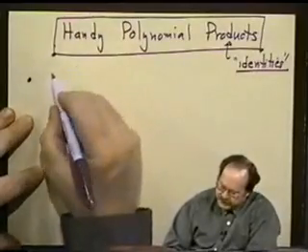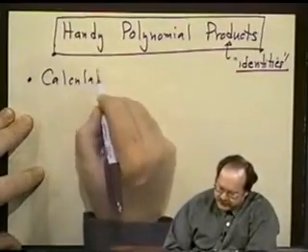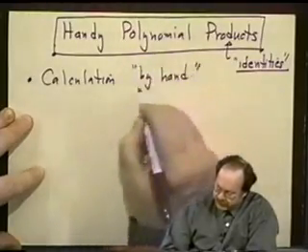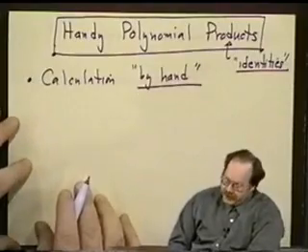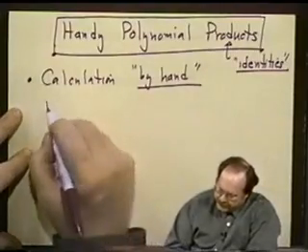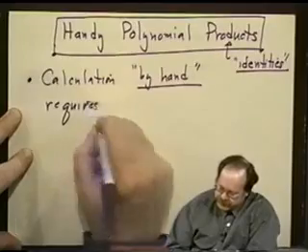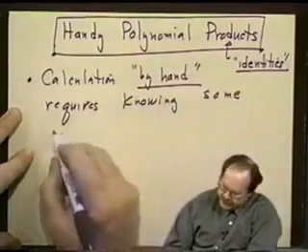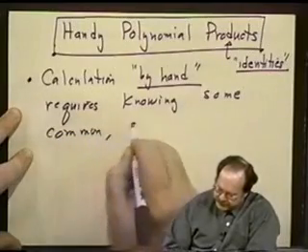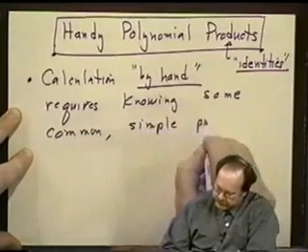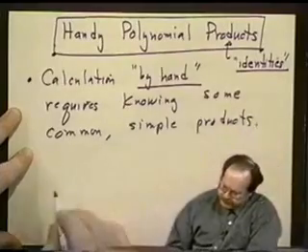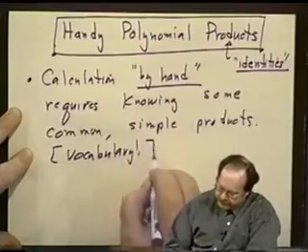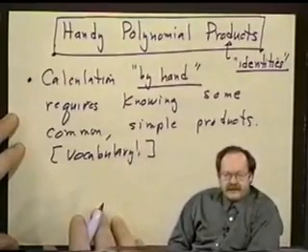All right, why would one want these products? Well, when you do calculation by hand, which is the way you're going to do most of your work, at least in the initial stages, that requires knowing just a few common, simple products. And you can think of this as vocabulary. Thinking of the language of mathematics now, that's vocabulary.